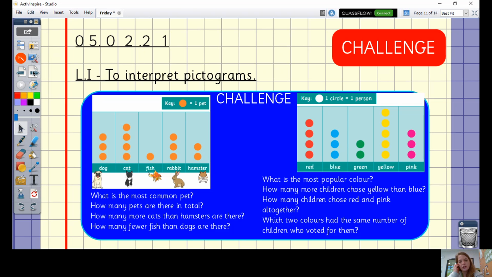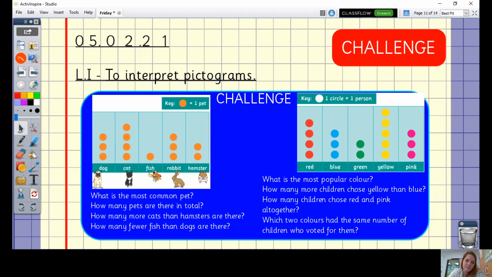So for your challenge, you have got 2 different pictograms. Now you can either keep the screen paused so you can use the pictograms to help you answer each question, or I have attached on Teams, or I will attach on Teams, a Word document which has got these 2 pictograms on it and these questions written underneath. You have the choice of whether you'd like to type the answer onto the computer, or whether you would like to print it off, or whether you would like to just write out the answers on your piece of paper. It's totally your choice.